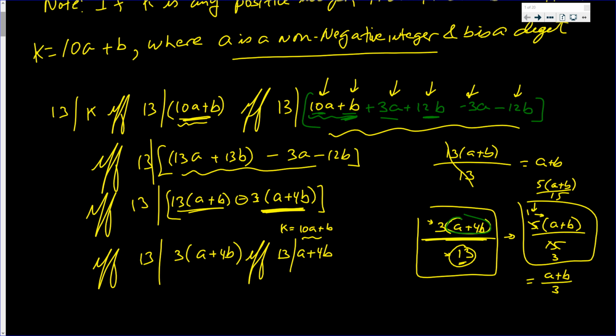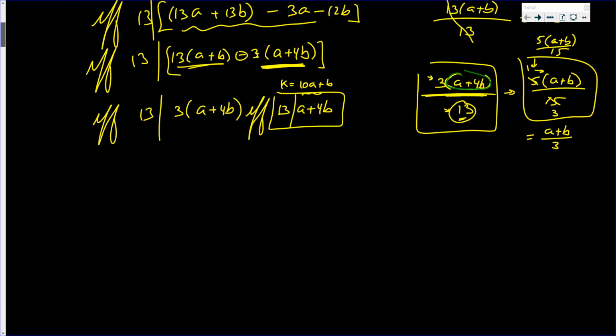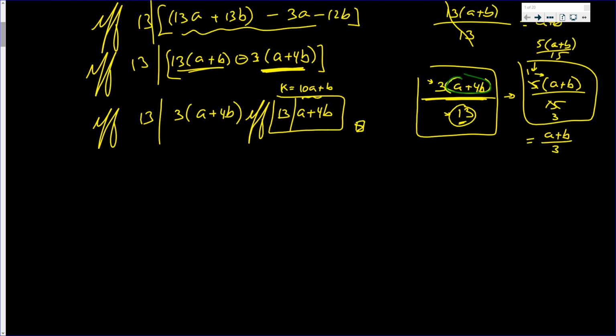Okay, so here's the rule. 13 must go into a plus 4b. And that's the end of the theorem. We derived the divisibility rule for 13 is a plus 4b.